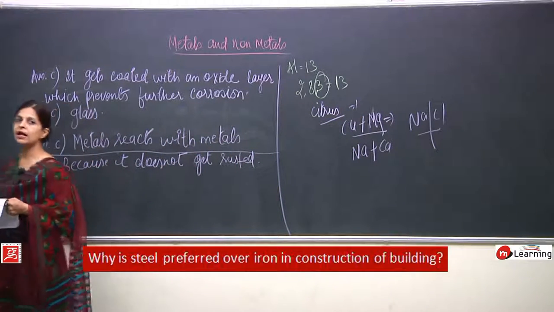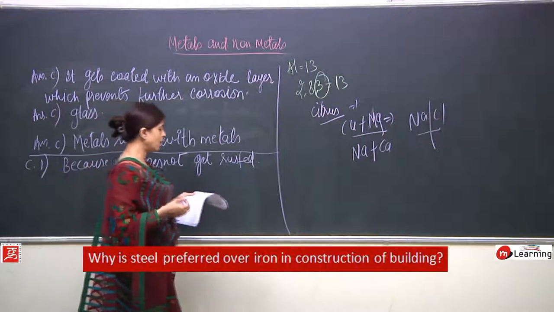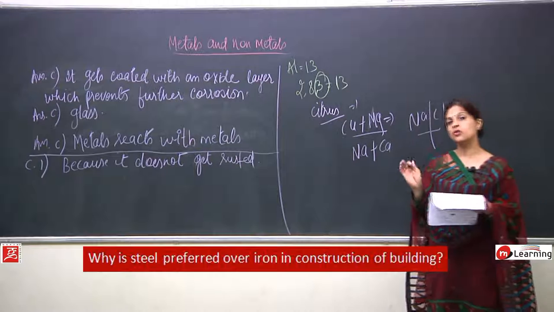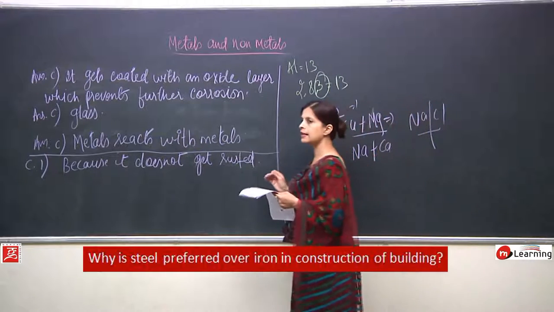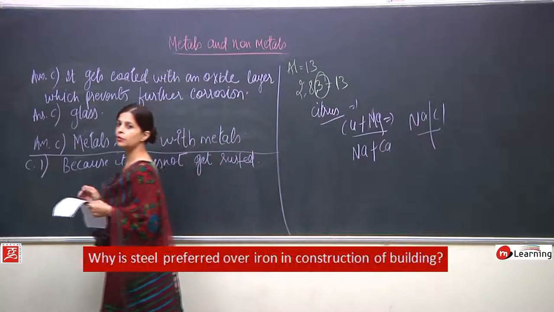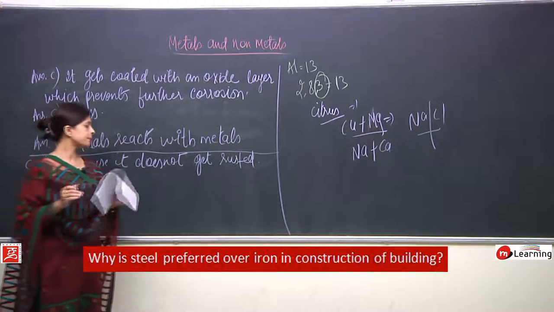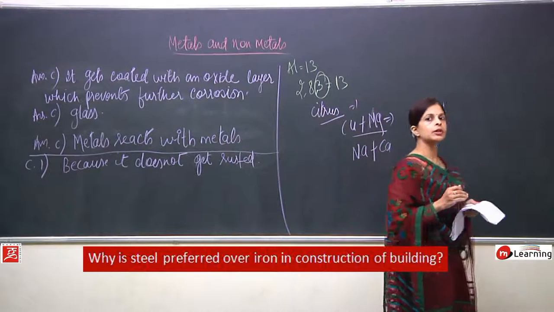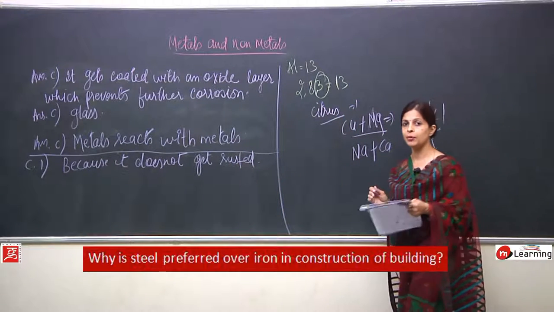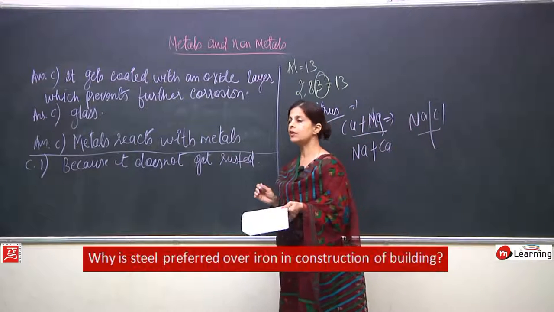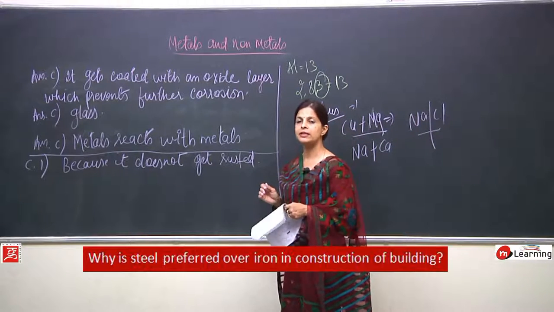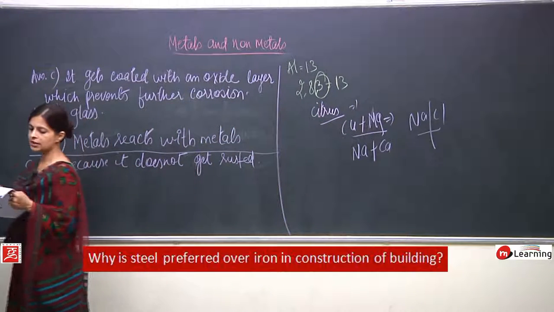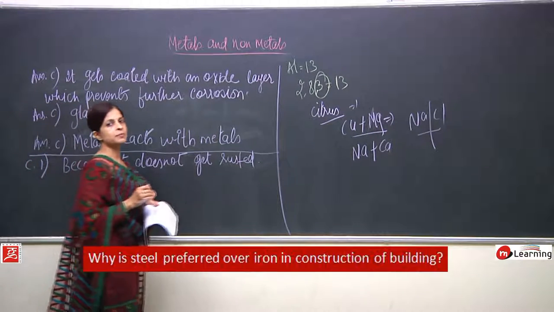See, when you are writing an answer, please write everything. Now at present I have not written in detail. The question is why steel is preferred. So first of all, you should mention that steel is an alloy. It is made when carbon is added to iron. As we know, alloys change the properties, and the properties of alloys are different from the metal itself. So here also the property of the metal is changed a little bit, due to which it does not corrode easily. Steel is preferred over iron.